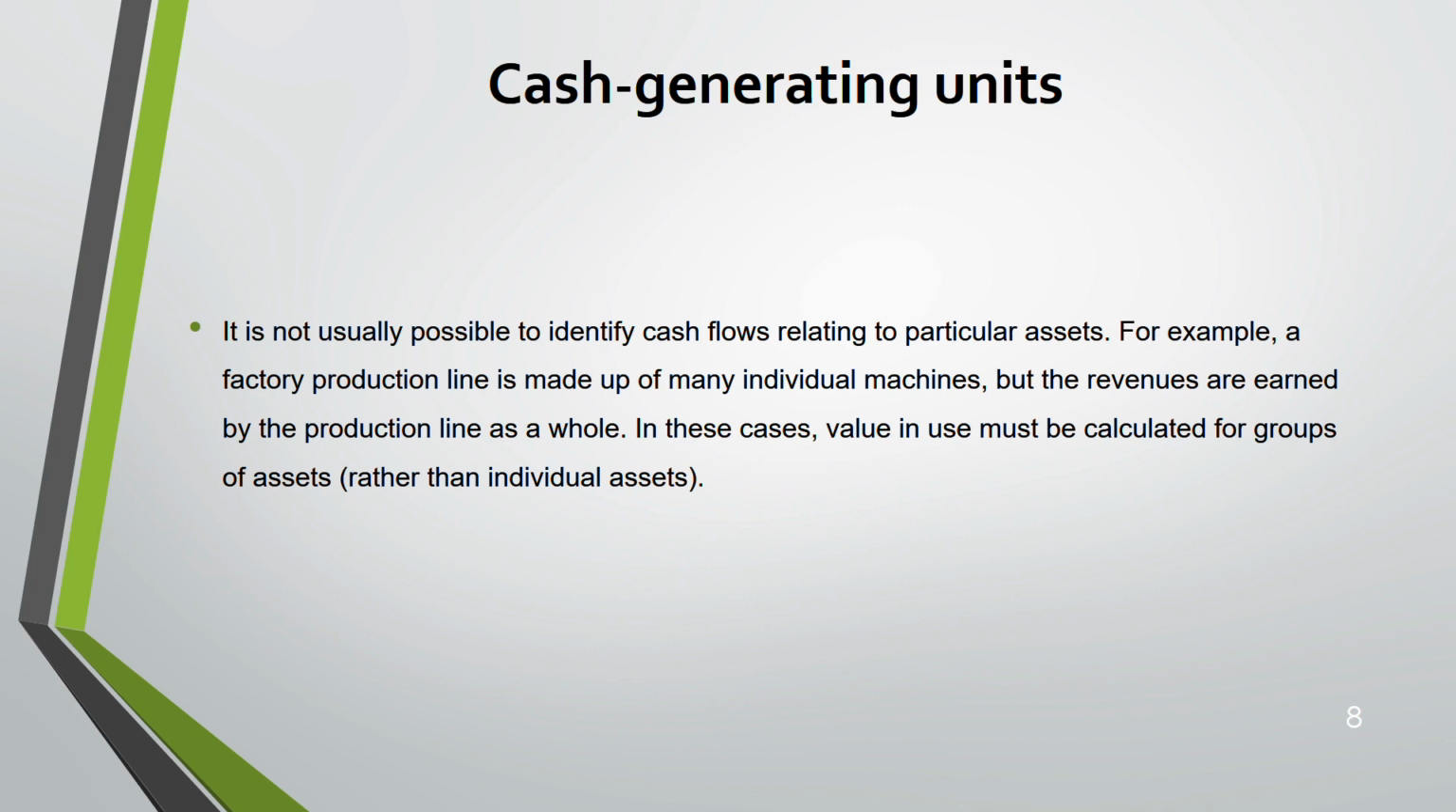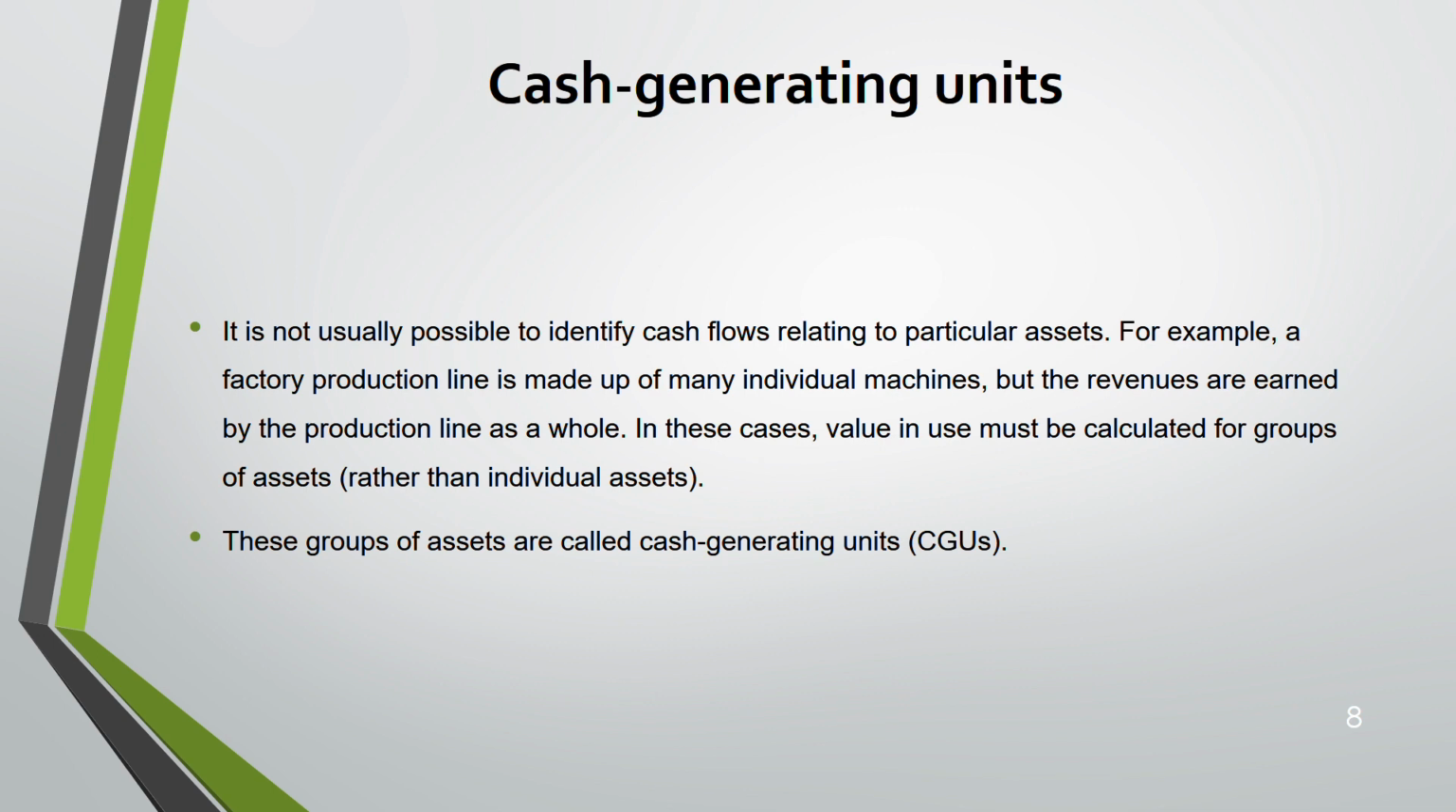Okay. For example, let's take a production line in factory, right? It is made up of many individual machines, but the revenue that you earn from it, earned by the production line as a whole. Okay. When you recognize revenue, it is taken as revenue earned by the production line as a whole. You didn't say from this line this is the revenue, from this line that is the revenue. No, it's as a whole you recognize the revenue. So in this case, value in use that you are calculating, it is not for one particular asset. It is calculated for group of assets. So that group of asset is known as cash generating unit.